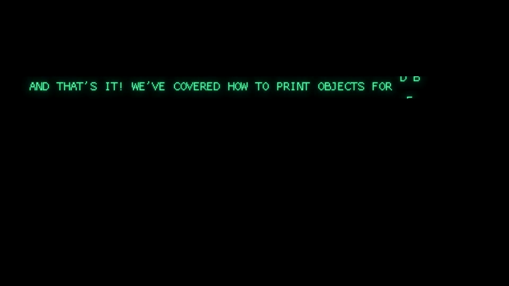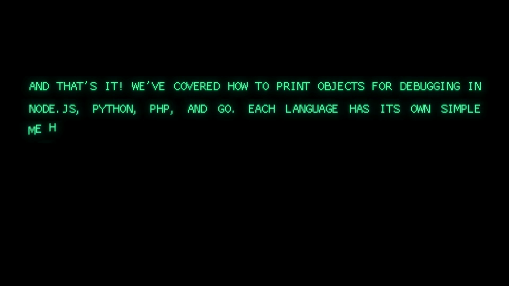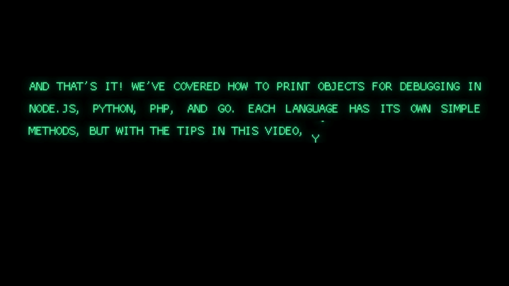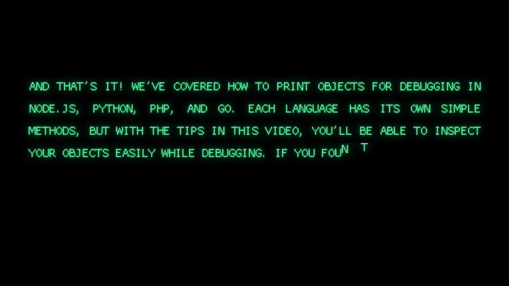And that's it. We've covered how to print objects for debugging in Node.js, Python, PHP, and Go. Each language has its own simple methods, but with the tips in this video, you'll be able to inspect your objects easily while debugging.